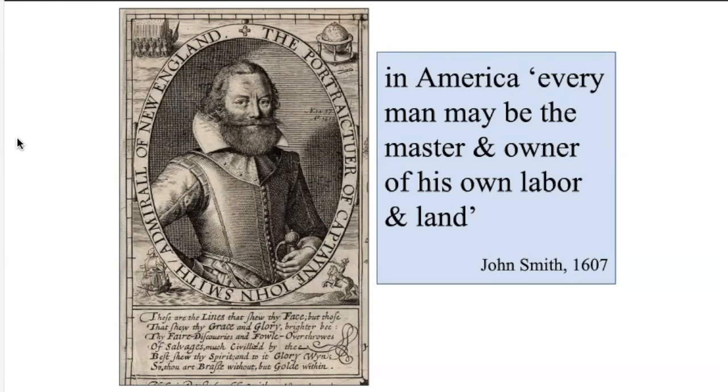John Smith, whose name you may or may not recognize from some version of the Pocahontas story, the real, not the fictional John Smith, wrote after arriving in America in 1607, "In America, every man may be the master and owner of his own labor and land." Few things to note here. The gendered language matters. Men could be independent, but except in rare circumstances, English women spent their entire lives as legal dependents, first on their father and then on their husband.